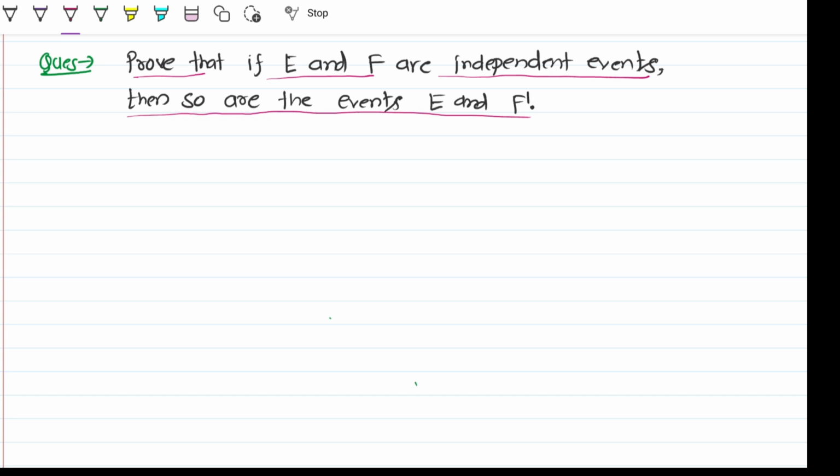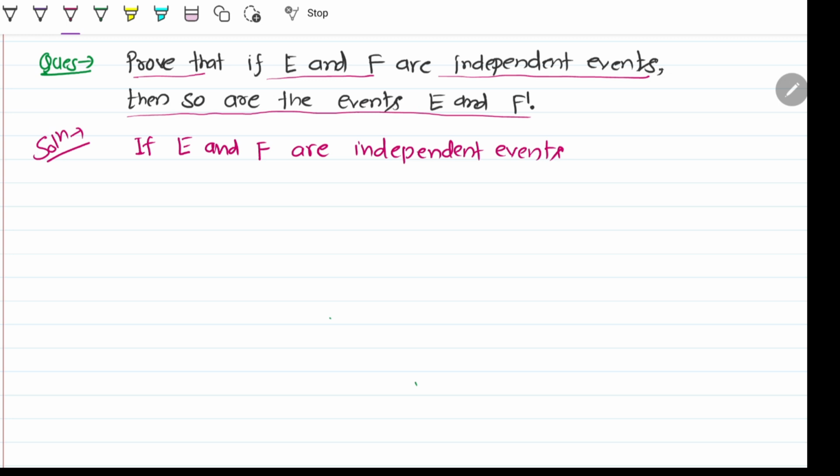What are independent events? Recall, as in the last video also I have covered, if E and F are independent events, okay, this is given to us, then we can write probability of E intersection F same as P of E into P of F. This is given to us.